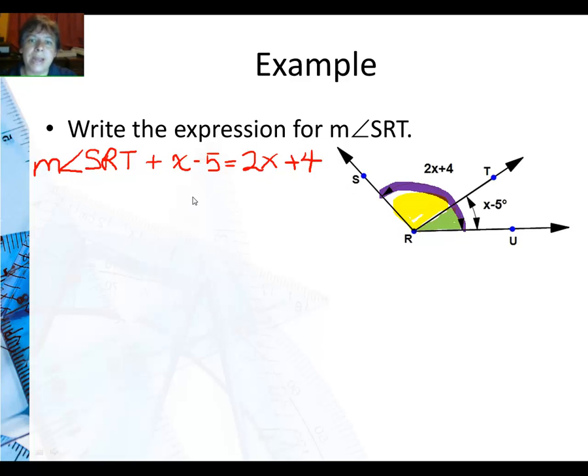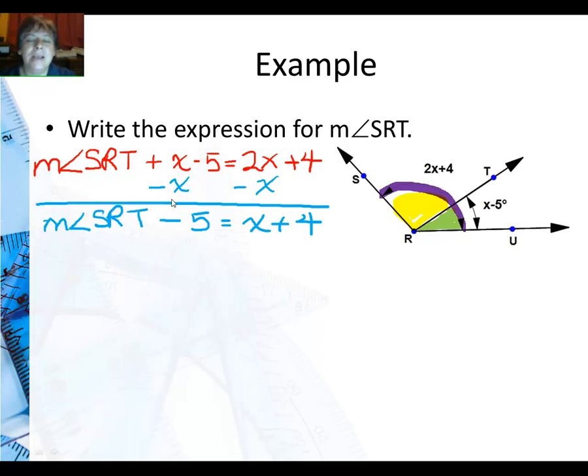Now I'm going to go ahead, and normally I would say, which side has more x's and everything? But really, when you're solving for an expression for an angle, this is really what you're solving for, the measure of angle SRT. So I'm going to take x away from both sides. How do I undo adding x? I subtract x. So I have measure of angle SRT minus 5 now equals x plus 4, because 2x minus x is x.